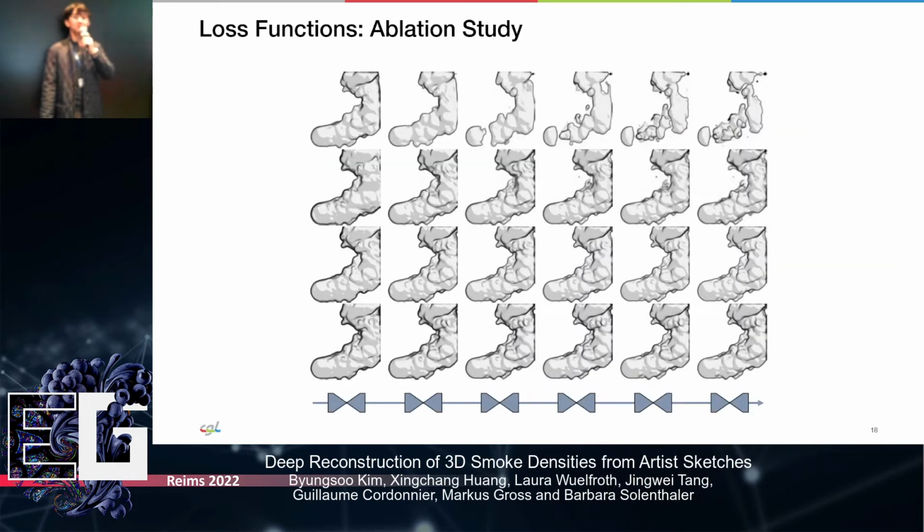Another study on the multi-view stability. So we trained the network on a different number of passes and evaluated the quality of convergence while refining on the same viewpoint.